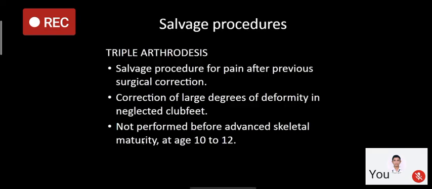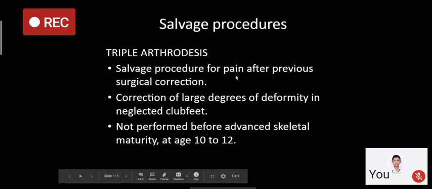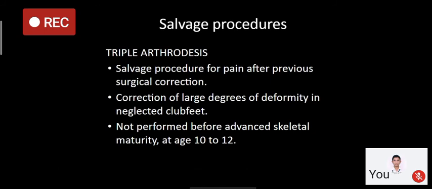Now the salvage procedure in older children about 12 years of age. The salvage procedure is for pain and after various previous surgical procedures. We have done various surgical procedures of soft tissue release and other bony procedures, and it has not led on to correction. Then this is the salvage procedure with triple arthrodesis. One single shot procedure after skeletal maturity is triple arthrodesis.